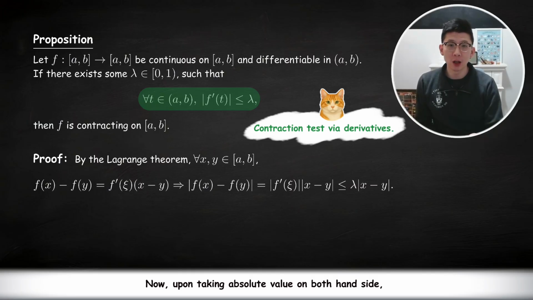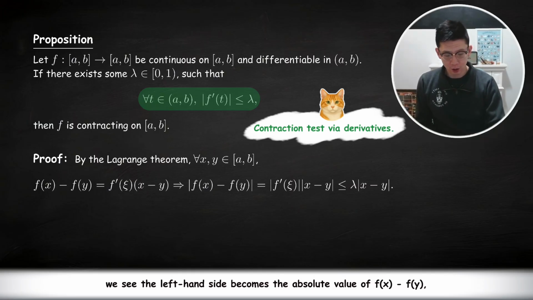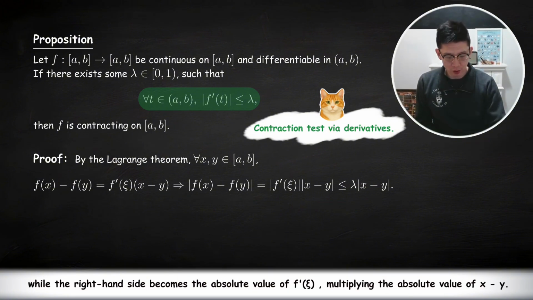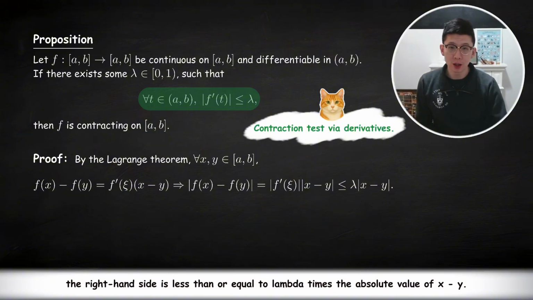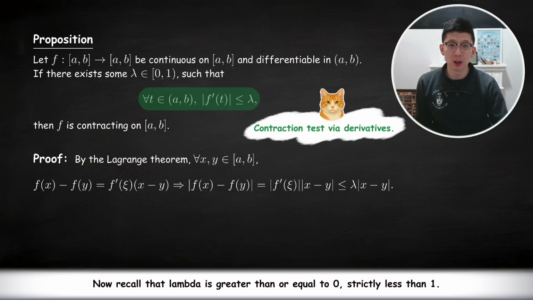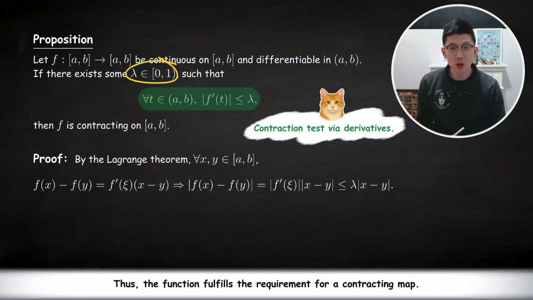Now, upon taking absolute value on both hand sides, we see the left-hand side becomes the absolute value of f(x) minus f(y), while the right-hand side becomes the absolute value of f prime of c multiplying the absolute value of x minus y. Since we have assumed that the absolute value of the derivative is always less than or equal to lambda, the right-hand side is less than or equal to lambda times the absolute value of x minus y. Now recall that lambda is greater than or equal to 0, strictly less than 1. Thus, the function fulfills the requirement for a contracting map.